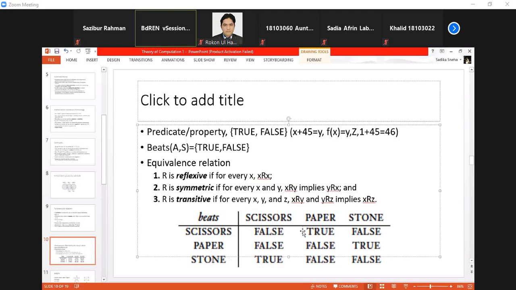But stone beats scissors, it is true. After that, scissors beats paper, it is true. Paper beats paper? No. Stone beats paper? No. So this is false. Again, scissors beats stone? False. Paper beats stone? True. And stone beats stone? False. So the relationship of the function is represented using this table. We have used this table to describe the function, and the example shows how to represent the function. You will find many other examples for this later.